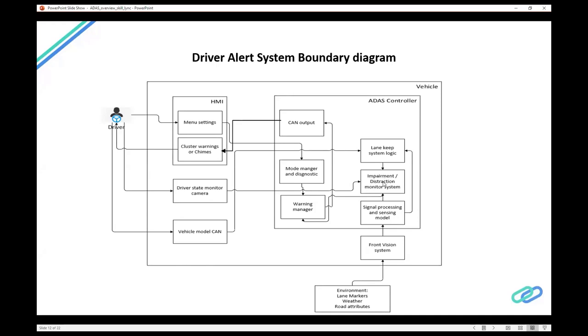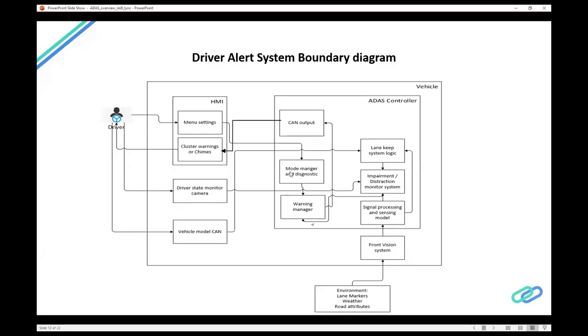So all that information is collected and it goes to the warning manager. This warning manager is responsible to send out the CAN output. So the warning manager determines what type of warning we should give to the driver. Let's say the driver is crossing the lane lines very frequently, then there will be a warning, something like "take rest" or "pay attention." If the driver is not looking at the road or is looking somewhere other than the road, then the warning message will be different. So the warning manager determines what kind of warning is to be sent out to the driver.